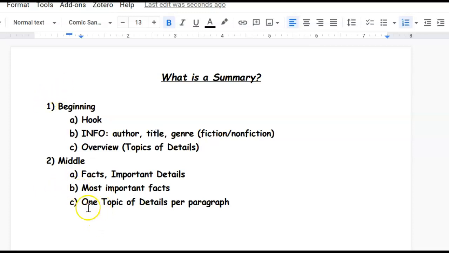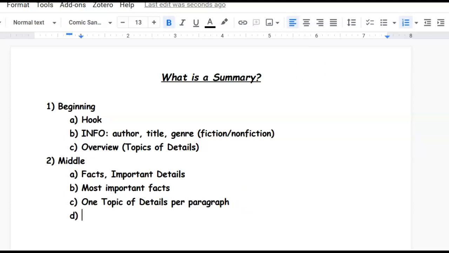And then down here, we have the facts, the important details, the most important facts, and there's one topic of details per paragraph. So each paragraph would be about each of the sets of details. Gosh, that didn't sound very clear, but I think I got it.